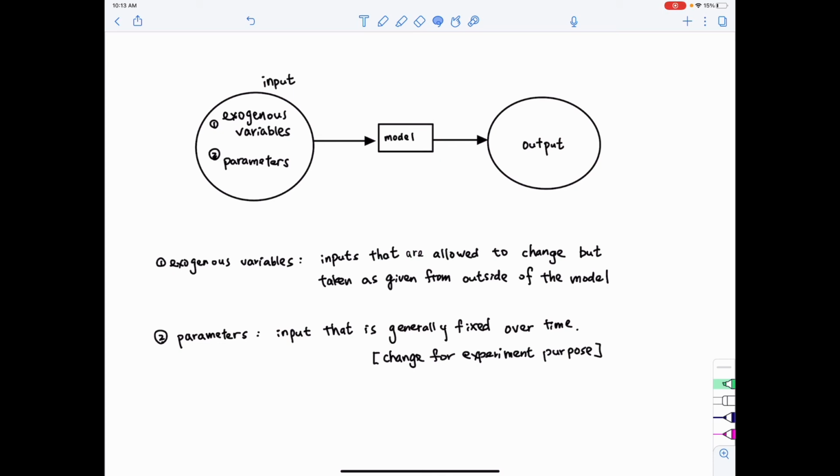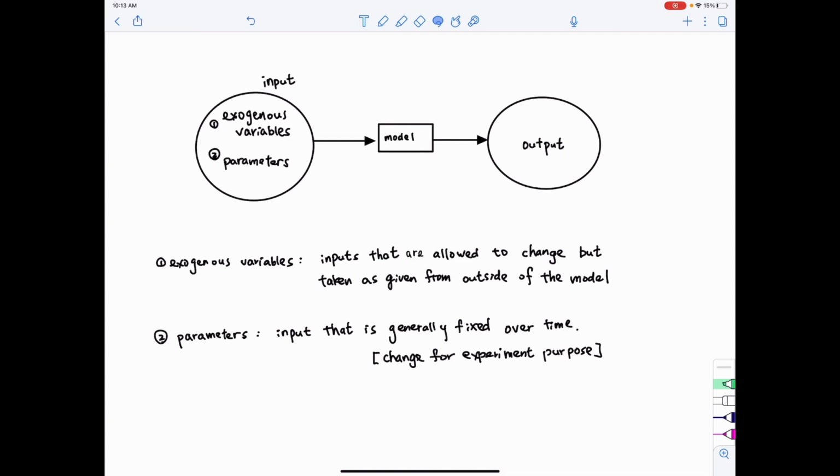And again, it is also taken as given from outside of the model. However, it doesn't mean that the parameters cannot change. Sometimes we also need to change the parameters. The purpose for changing the parameters is for doing the sensitivity analysis.